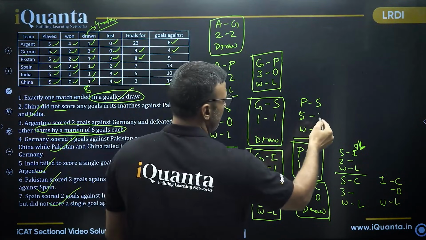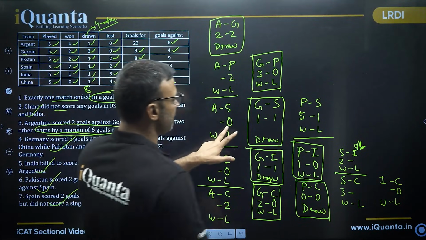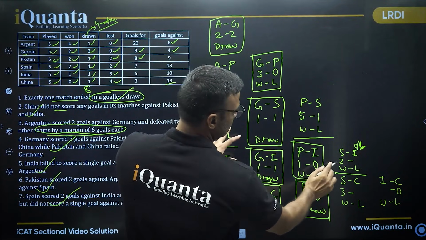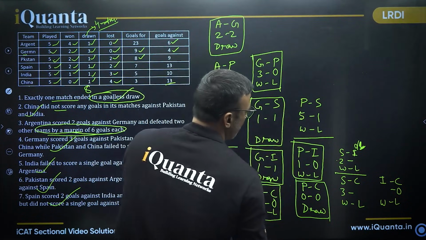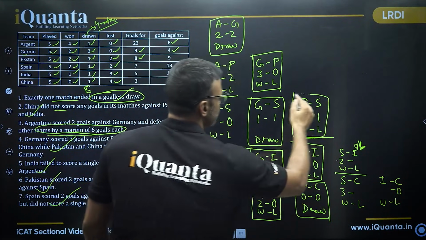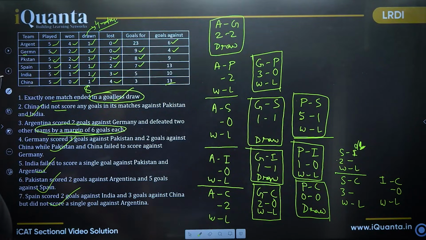So this has to be 1. Check it again. Spain has scored 7 goals. You already had 0, 1, 2 and 3. So 2 and 3, 5 and 1, 6. So this has to be 1. So this is also nicely done. 7 is completed.